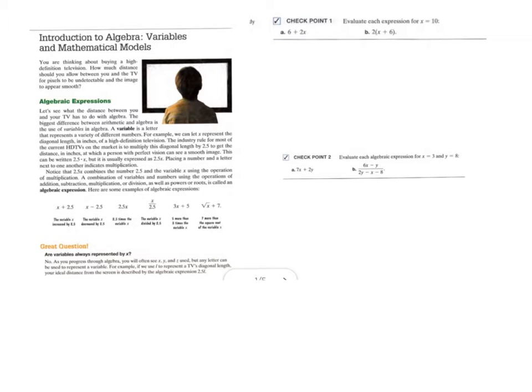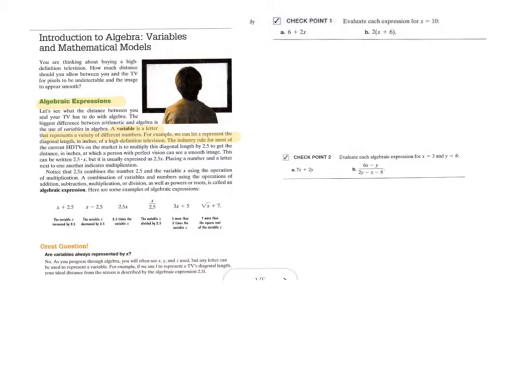Today we're going to talk about algebraic expressions. And the main thing about algebraic expressions that is important is that a variable is a letter that represents a variety of different numbers. And if you understand that we're basically using a variable to represent different numbers, we just have to know what that variable stands for.